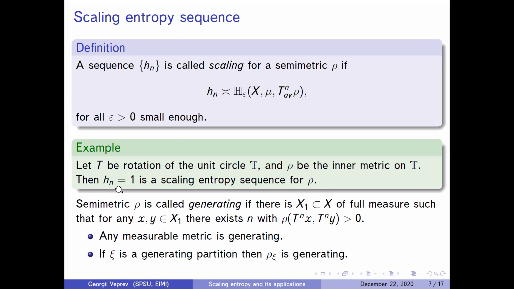Oh, sorry. We need some technical condition for rho. We call rho generating if there is some subset of full measure X1 in X such that for any two points in X1, we can find an n such that the distance between these two shifts is positive. And of course, any actual measurable metric is always generating because it's always positive.